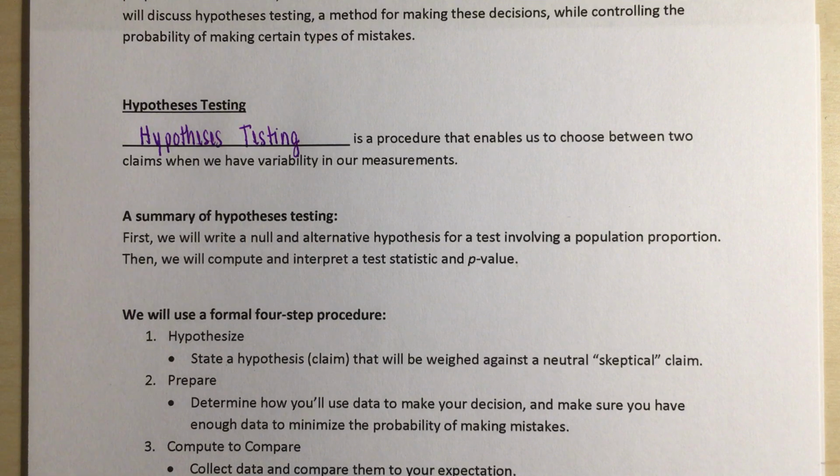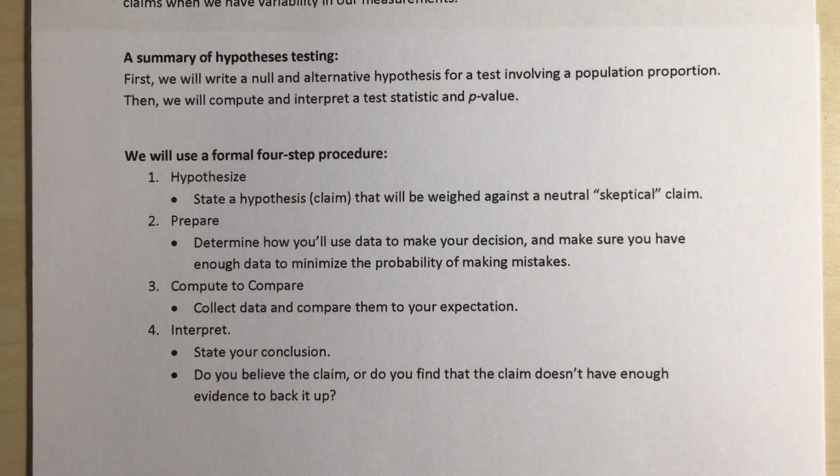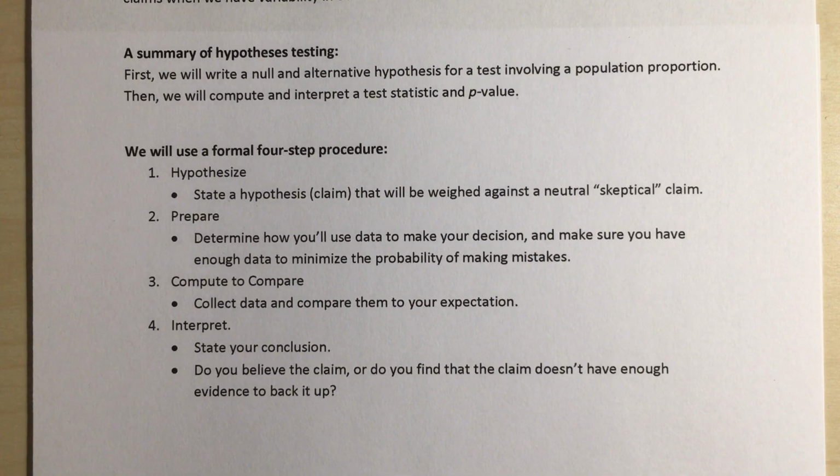Right, so our summary of our procedure that we're going to go through. First, we're going to write a null and alternative hypothesis for a test involving a population proportion. Then we're going to compute and interpret a test statistic and a p-value. So as far as our procedure goes, we have a formal four-step procedure.